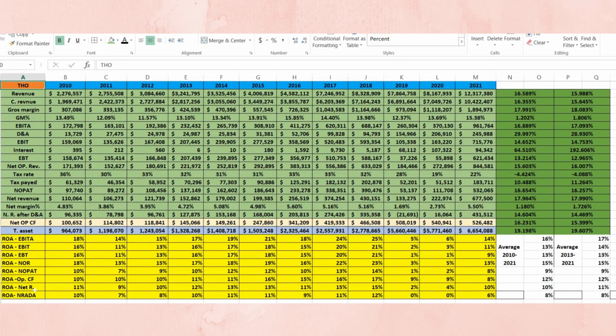But let's just say one thing: whatever you decide to do as an investor who wants to analyze two companies, one thing is for sure. You have to use the same ratio on both companies. You can't use one ratio for one company and another ratio for a different company.